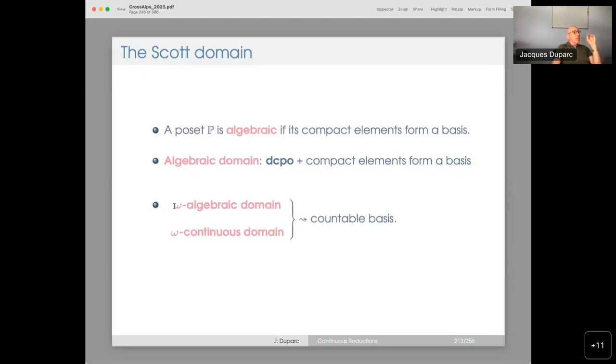And why do we have this notion of omega algebraic domain or omega continuous domain? Omega stands for countable basis.